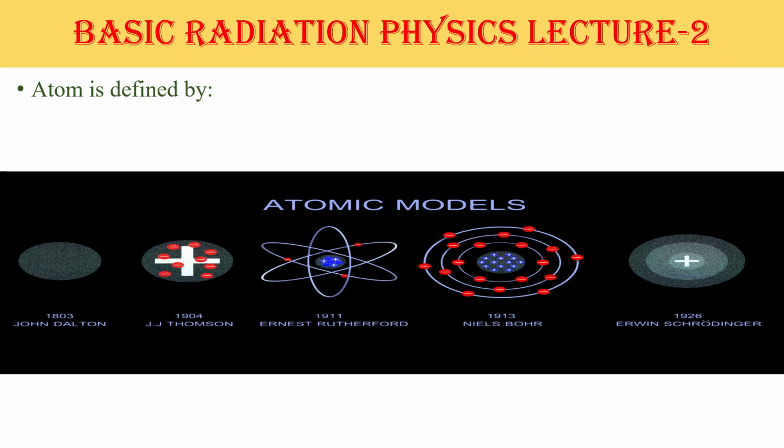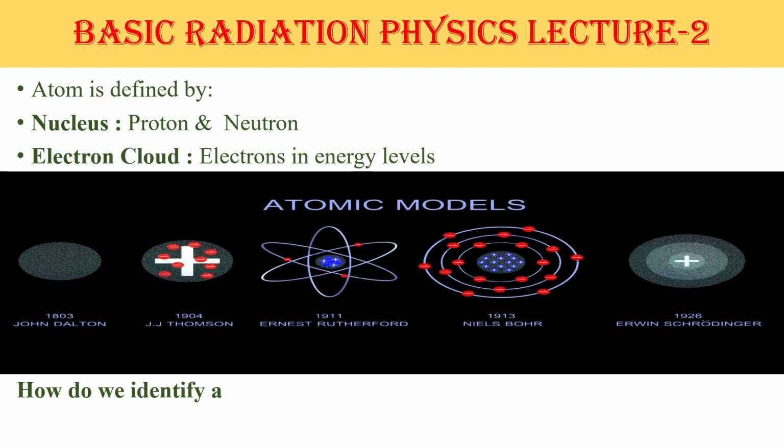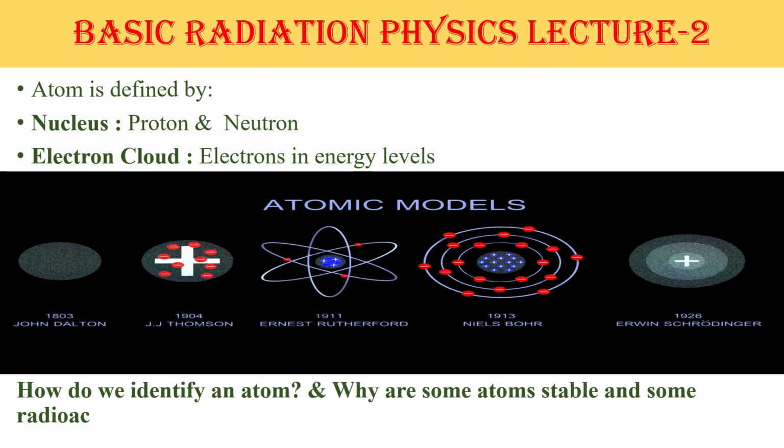But understanding the structure alone is not enough. In radiation physics, we need to answer some important questions, like how do we differentiate one atom from another? Why does one atom remain stable while another releases radiation? The answer comes from understanding atomic number, mass number, isotope concepts and electron arrangements.